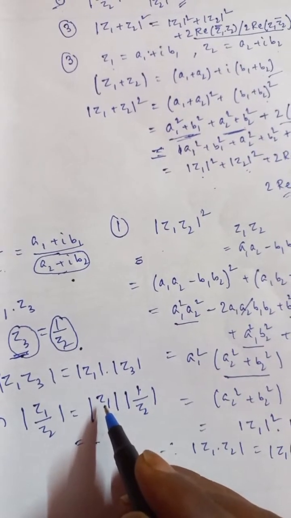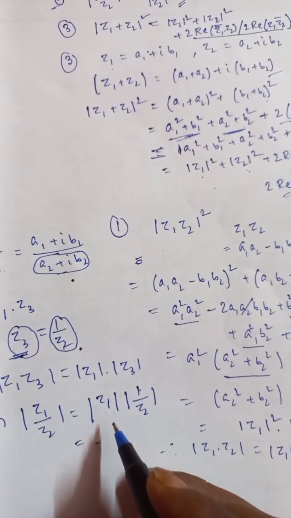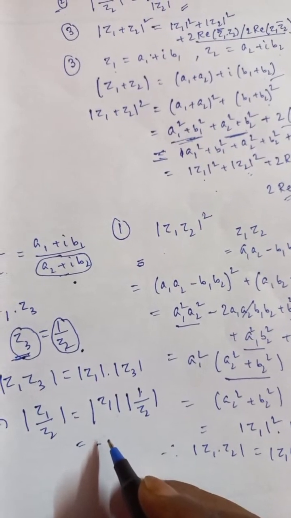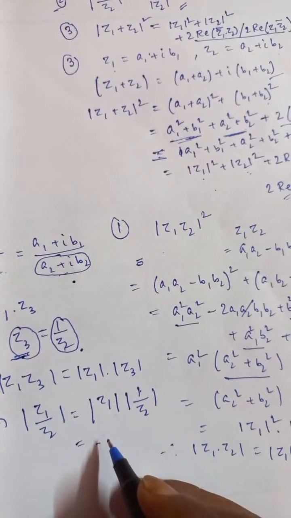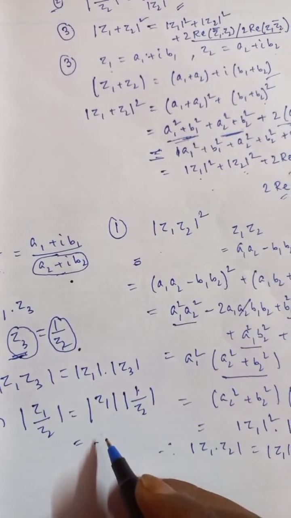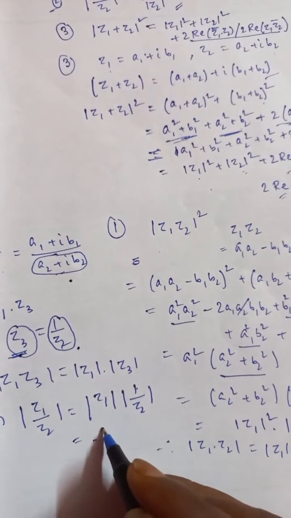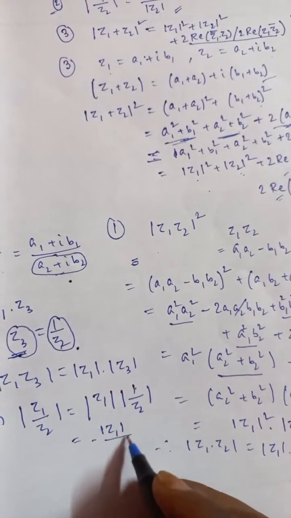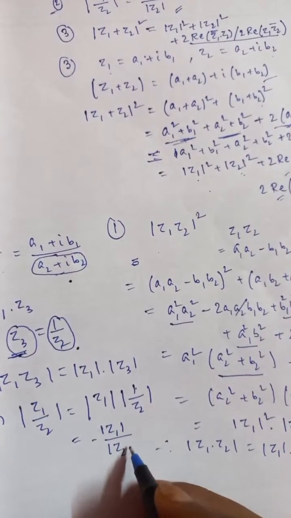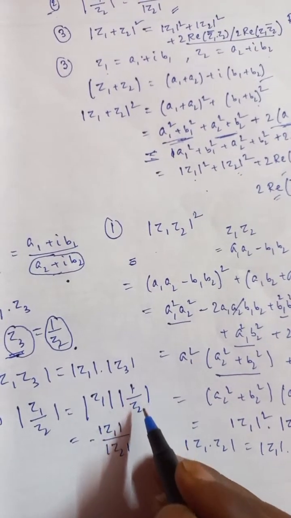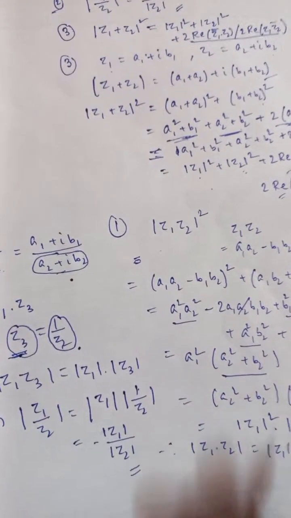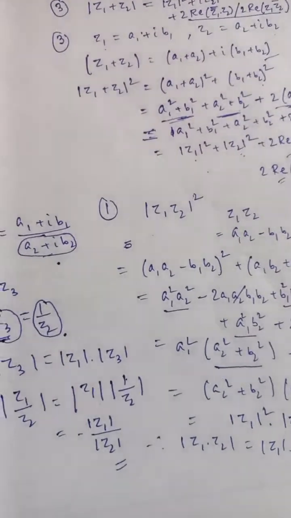We know that this will be mod of z1 by mod of z2. So in this way you can prove this. Mod of 1 is equal to 1.